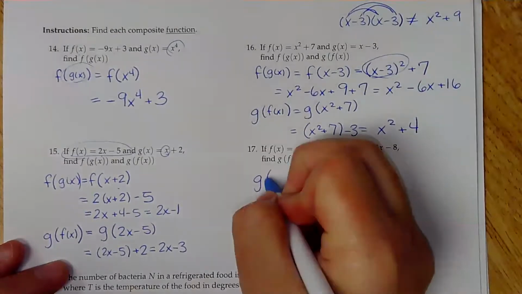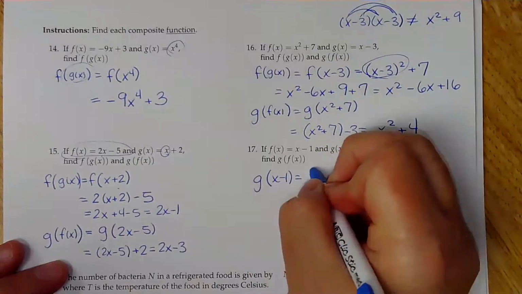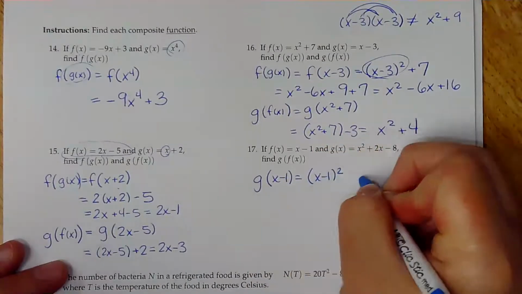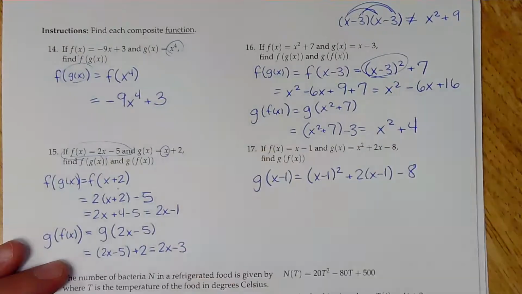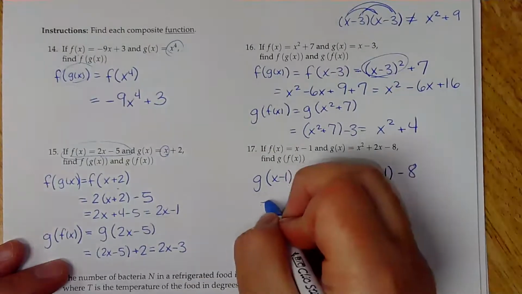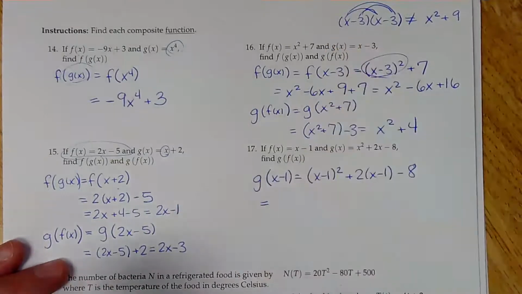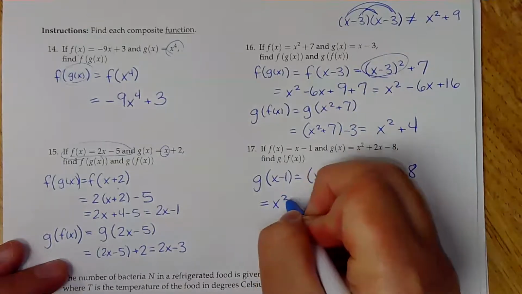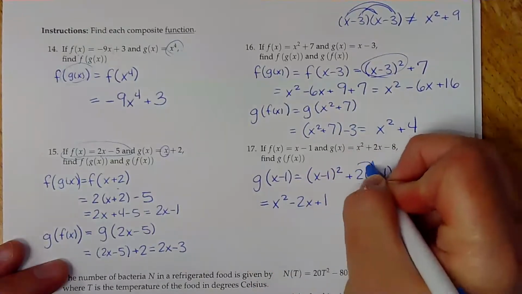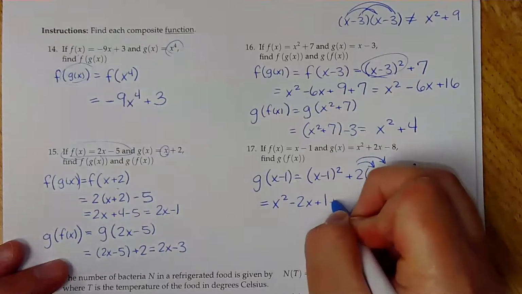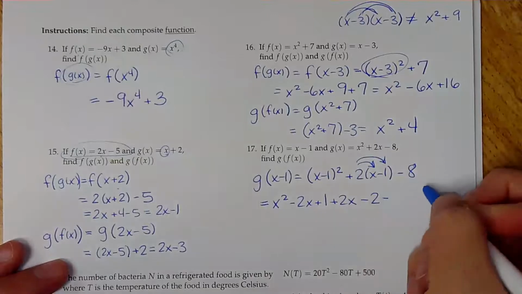And my f of x is x minus 1. To get the quantity x minus 1 squared plus 2 times x minus 1 minus 8. And to clean that up, so remember this has got to be FOILed. You're writing 2 copies of it like you did up here. So you get x squared minus 2x plus 1. And this gets distributed. So plus 2x minus 2 minus 8.